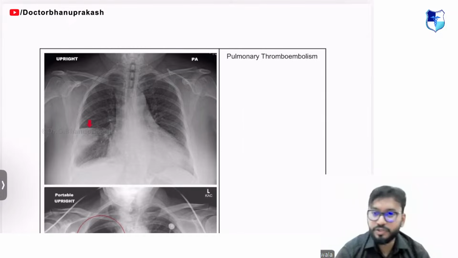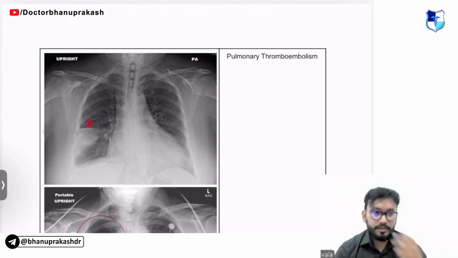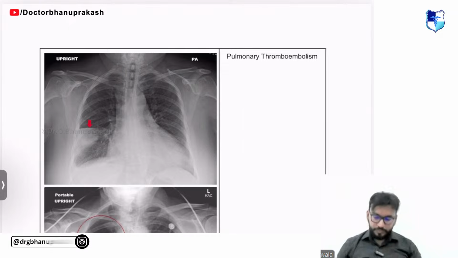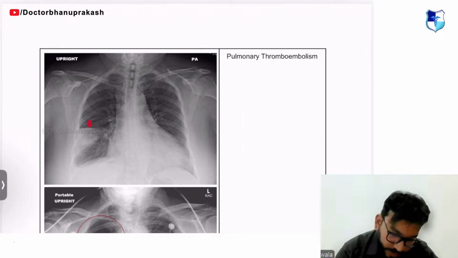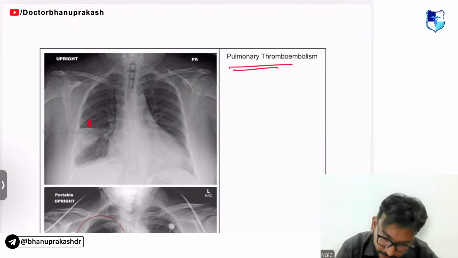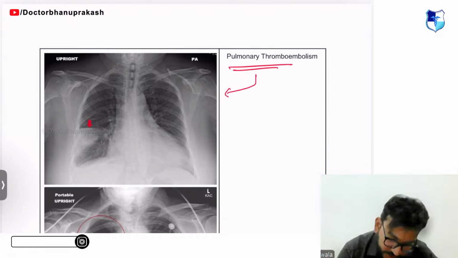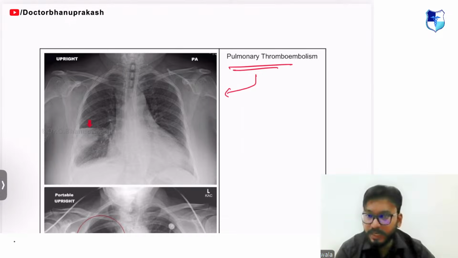Investigation of choice is again angio. It has to be a CT angio, right? Okay, guys, I've given you the clue. This is pulmonary embolism. What is the sign? There is an arrow here. What is the sign? Very simple.